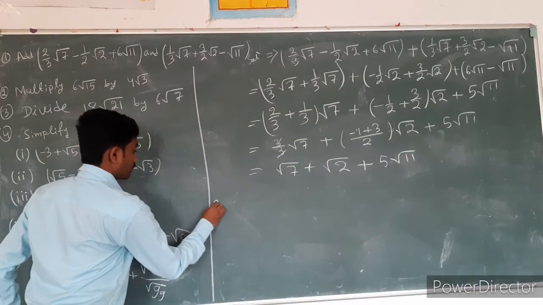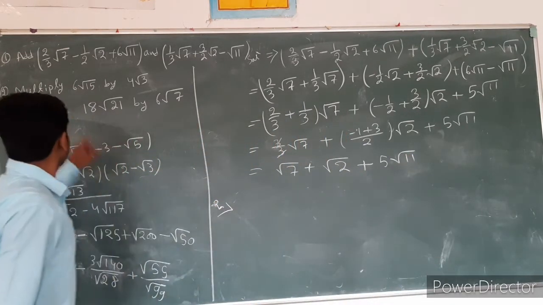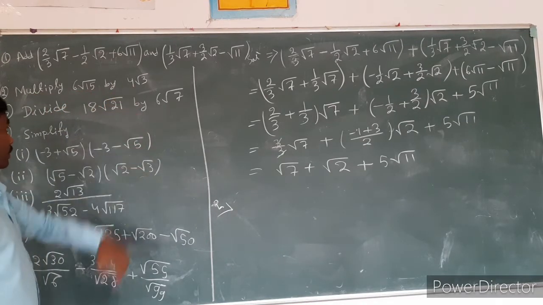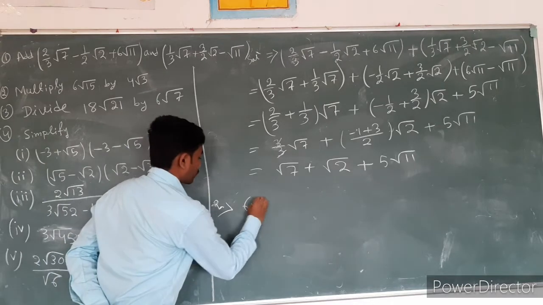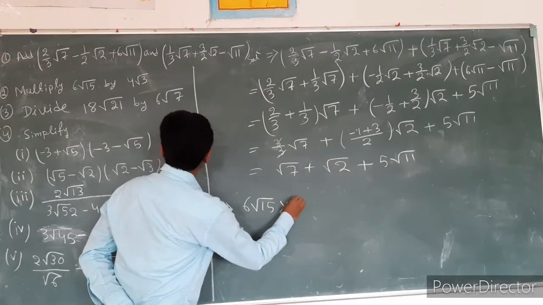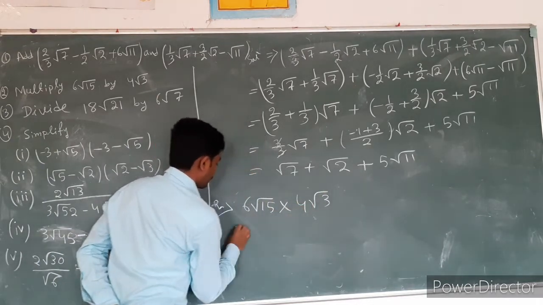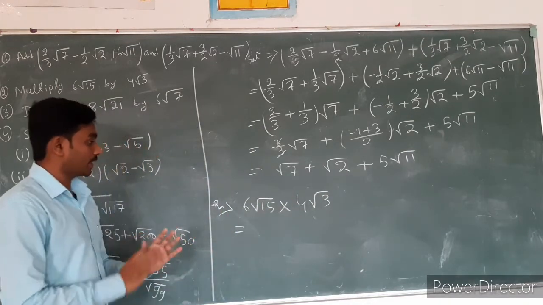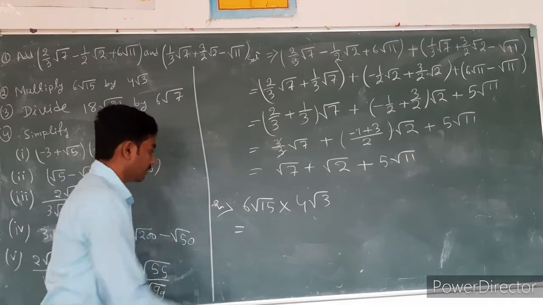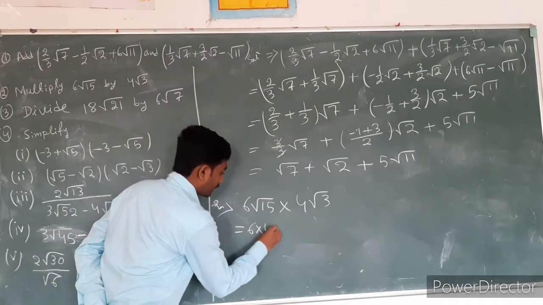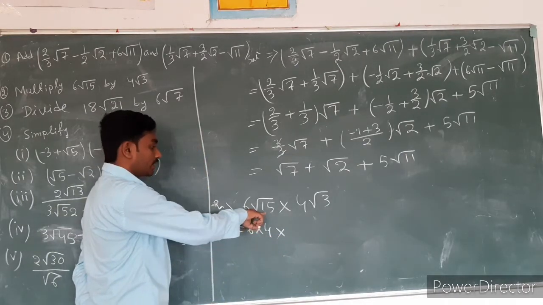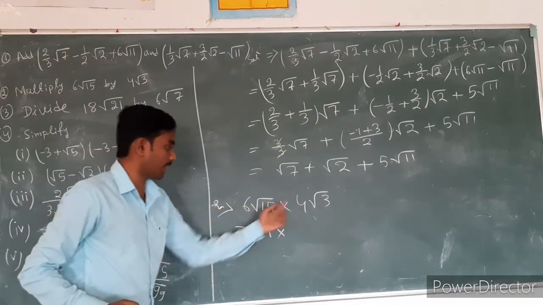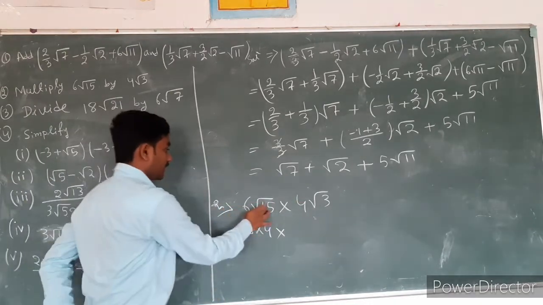Next solution. Multiply 6 root 15 by 4 root 3. So 6 root 15 is multiplied by 4 root 3. How we multiply these two real numbers? First we multiply the rational part, that is 6 into 4, and next multiply the irrational part.